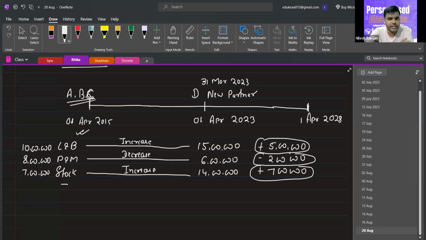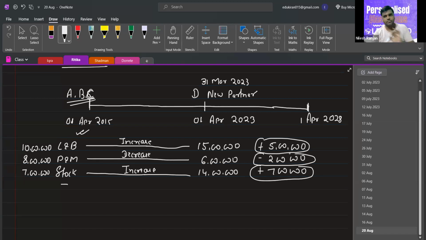And if I say to you that these increases are up to 1st April 2023 and there is no increase or decrease in these assets after 1st April 2023, will your answer change? Yes, sir. Okay, so what will be your answer? That he will not share. Yes, very good.